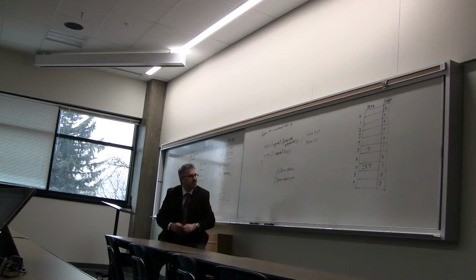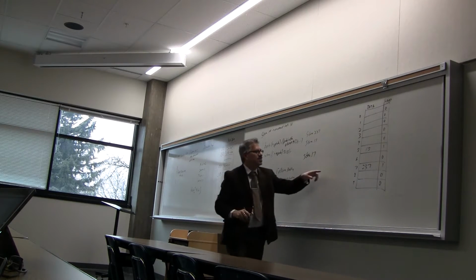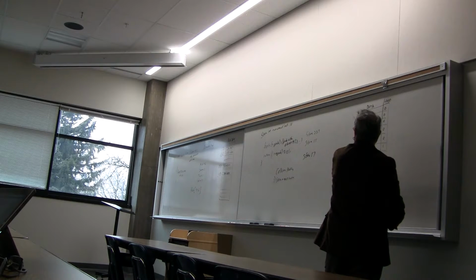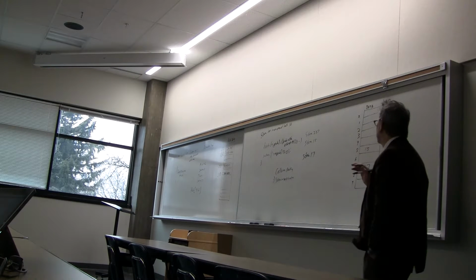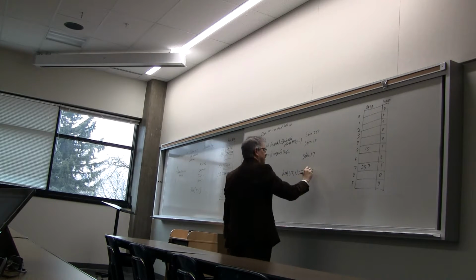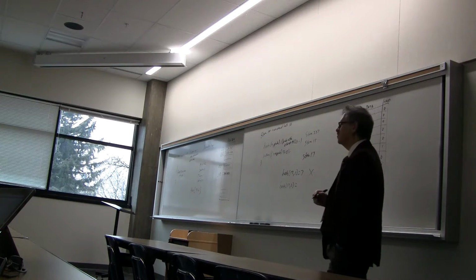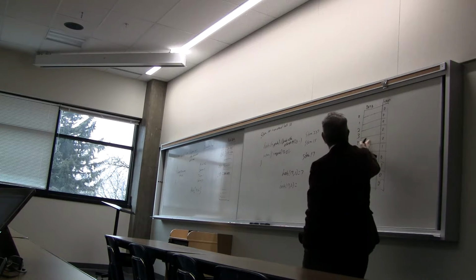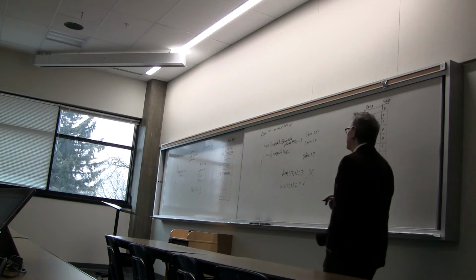If that gives us a collision, say we want to store 17. 17 should put us right here, that's a collision. So now we call our hash function again with a probe value of 2. Hash of 17 comma 1 equals 7, that gives us a collision. So now we try hash of 17 comma 2. 17 times 2 is 34. 34 mod 10 is a 4. That's open, and so we'll store our 17 right here.